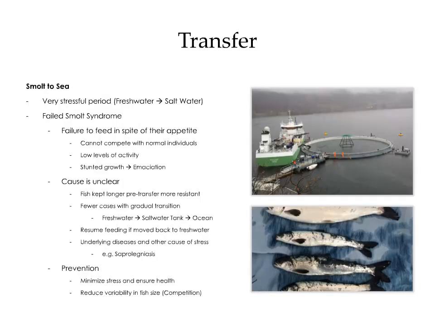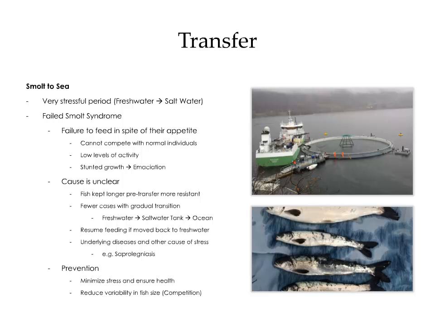The transfer of fish from the freshwater to the saltwater environment is very stressful. This can result in failed smolt syndrome. The syndrome is characterized by a failure to feed despite having an appetite. The affected fish exhibit low levels of activity, and they cannot compete with normal individuals. As a result, they have stunted growth, which can progress to emaciation. The cause is unclear, but there have been a number of associations through controlled studies.